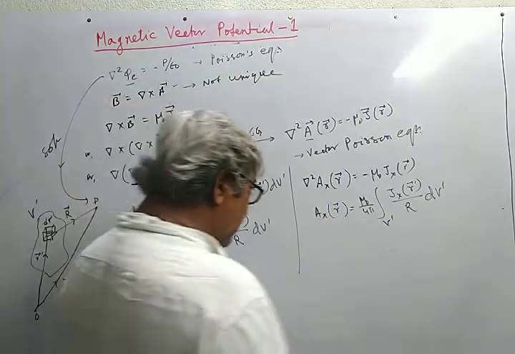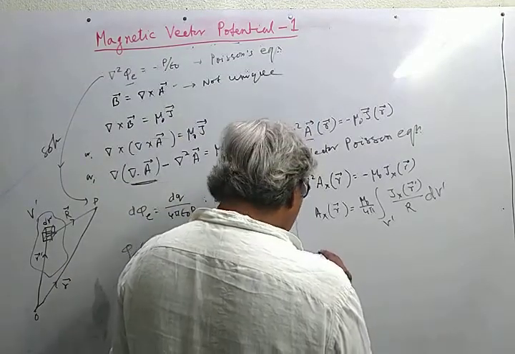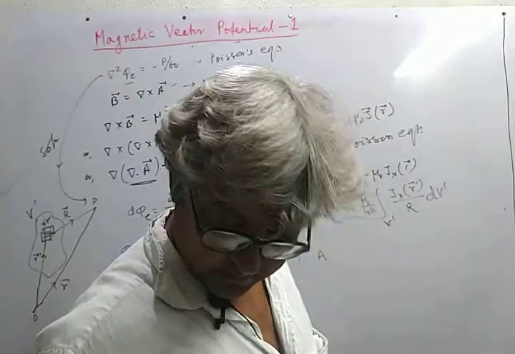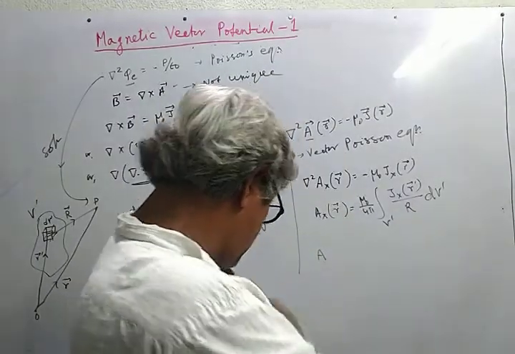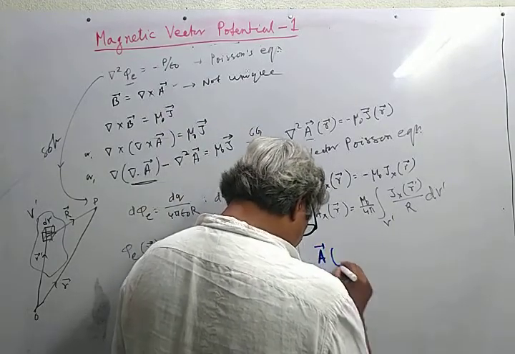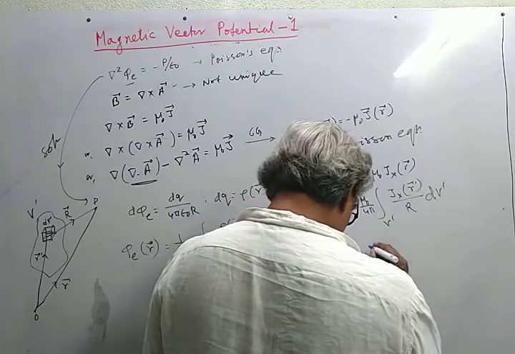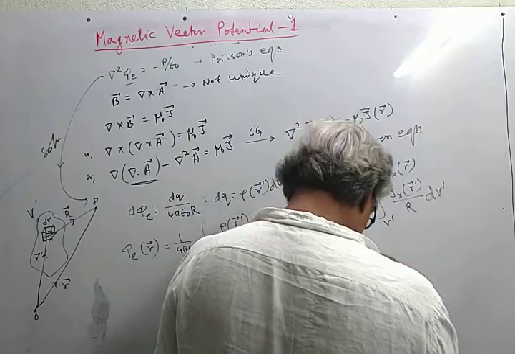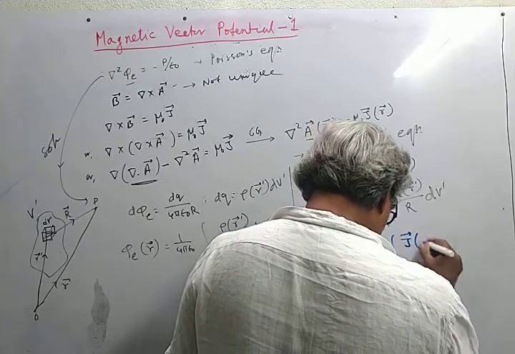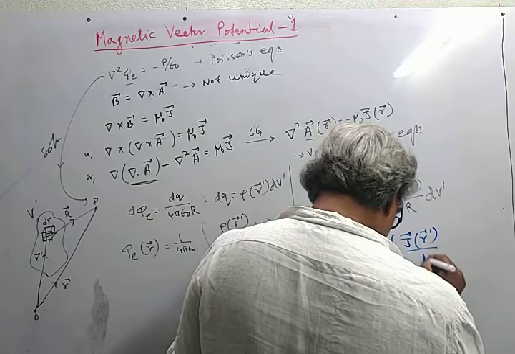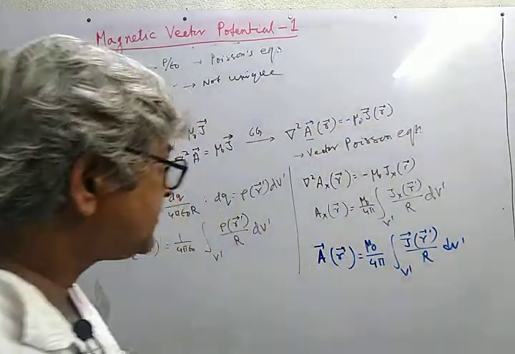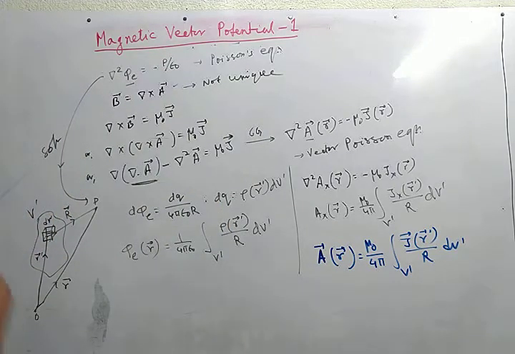And when we add all these components, we come to the solution that A at R is equal to mu 0 upon 4 pi, integral of J at R prime by R dv prime over V prime. The same expression as for the potential.